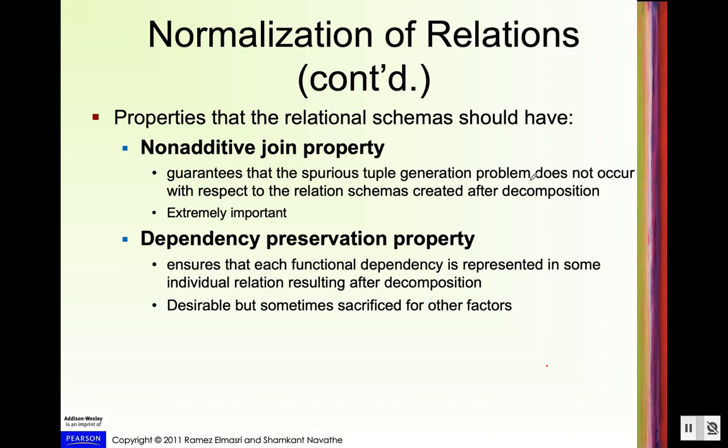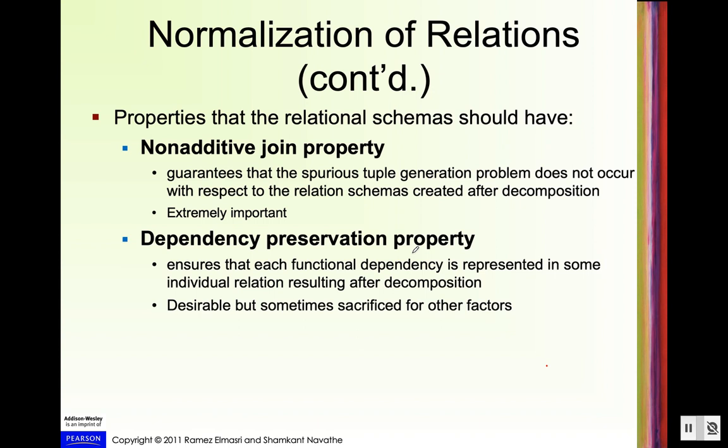The second property we want to maintain is the dependency preservation property. We want to ensure that after the decomposition or normalization, the functional dependency should be represented in some individual relation. Okay, that means we want to preserve this functional dependency in our decomposed relations. Now that's also important, meaning desirable, but not extremely important like the first one. Sometimes we may have to sacrifice it for other factors.